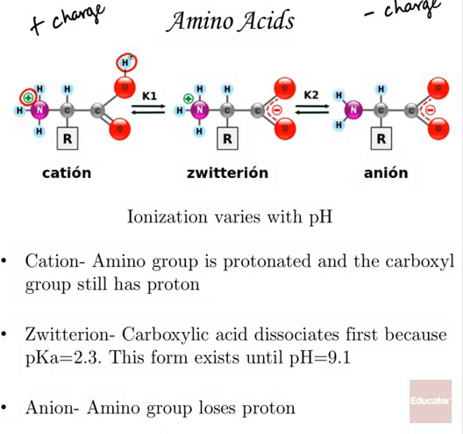Now, if we remember right, the pKa of this is 2.3, and the pKa of this is 9.1. So when the pH is below 2.3, we're in the cation form.